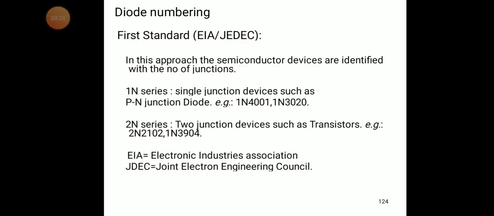Examples are 1N4001, 1N3020. The next one is the 2N series, two junction devices such as the transistor. So that's why we can say 2N means two junction devices, transistor 2N2102, and like that we have in the 2N series. EIA means Electronic Industries Association. JEDEC means Joint Electron Device Engineering Council. So this is called the first standard.